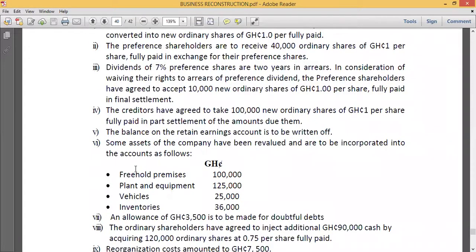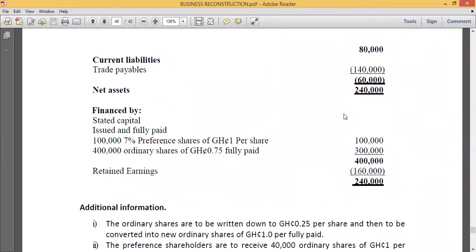Good. Now note 5. The balance on the retained earnings account is to be written off. Here you don't need to be informed, especially when the balance is negative. Most of the times, with these notes, you don't need to be told that the retained earnings has to be scrapped off. Once it's negative, check the retained earnings. It's negative 160,000. So technically, it must be written off. Good. So that is it.